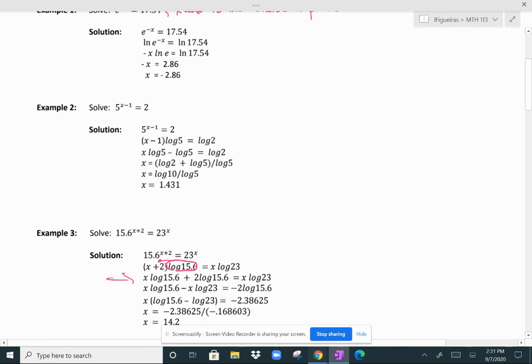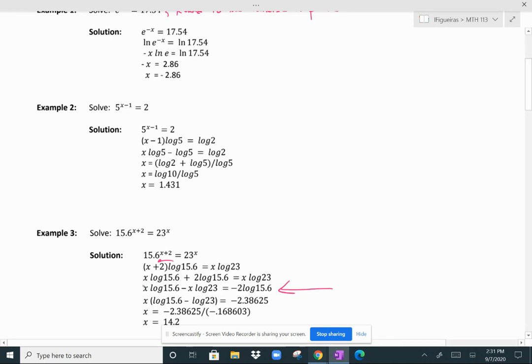So that means I have to get my x's on the same side, so I subtracted this one over to the left, and I want to move this one over to the right, so that's why on this next line, you see what you see right here. X log of 15.6 minus x log of 23 equals negative 2 log of 15.6.